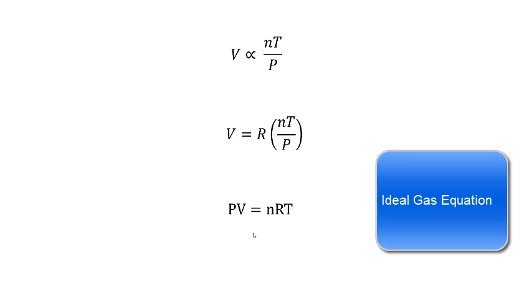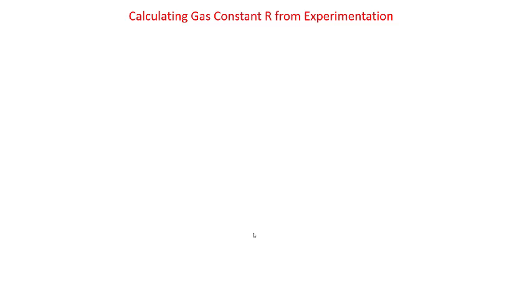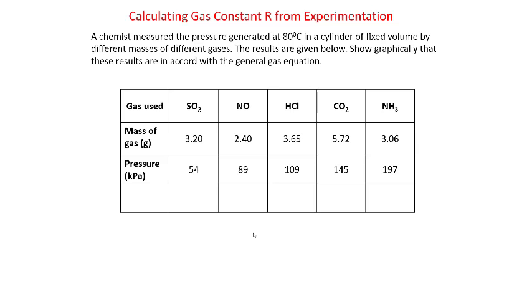Rearranged, this gives us the classic ideal gas equation PV equals nRT. This can be rearranged to find P, V, n, or T. But you may ask yourself, how can we calculate the gas constant? To do this, we're going to use some experimental data.